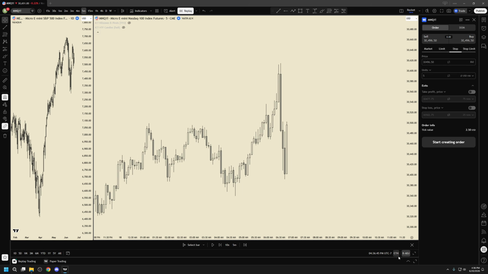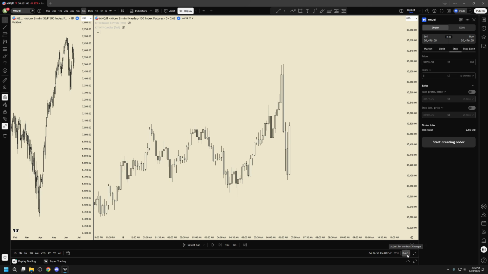Another thing is, look down here. ETH is always on. With regular trading hours, we get to see the gaps between New York close to open, which I don't like since we're trading futures. So I just put electronic trading hours on. Adjust is just adjust for contract change. Not that significant.